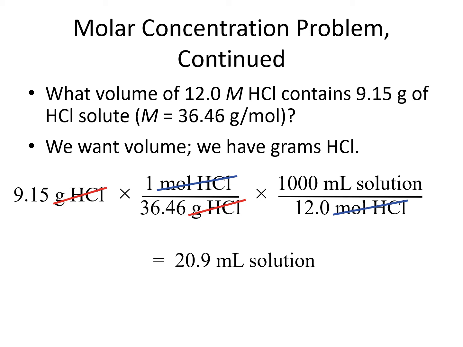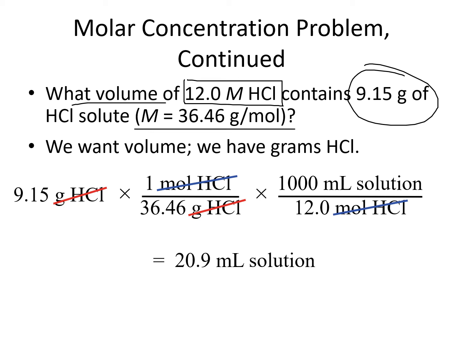So what do we want here? We want volume. What do we have? Grams. Do we know of a relationship between grams and volume? No, we don't. But we do know of a relationship between moles and volume. That's 12.0. So the first thing we need to do is convert our grams into moles. We do that by using the molar mass.